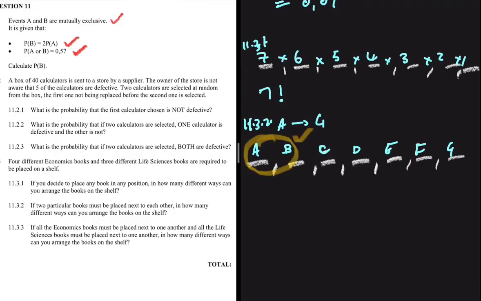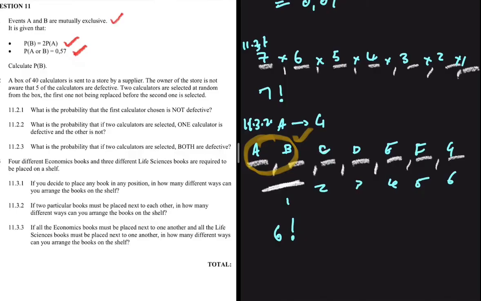These 2 books must always be close to each other. So instead of taking those as 2 slots, let's take them as 1 slot, because they must always be close to each other. So now instead of having 7 factorial, we actually have 6 factorial. 1, 2, 3, 4, 5, 6. So there's 6 factorial ways we can arrange these 6 slots now.